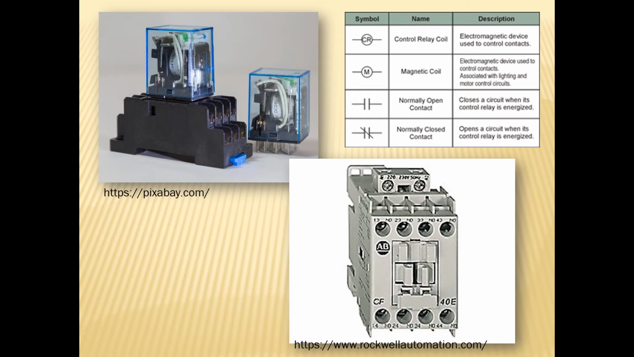I should also understand the difference between a control relay and a magnetic coil. A control relay, like you see on the top left of the screen, is a normal everyday relay that we would use for switching circuits. However, my magnetic coil is usually what I use to control motor loads specifically, and we will be getting into motor loads later on in the course.